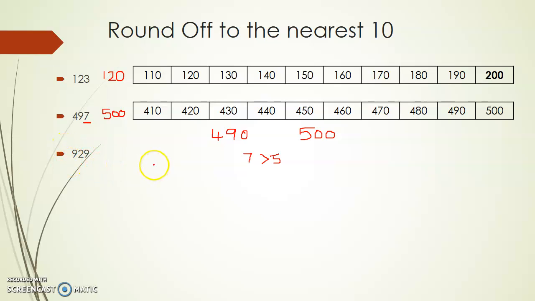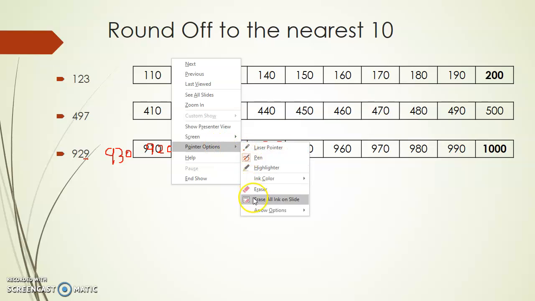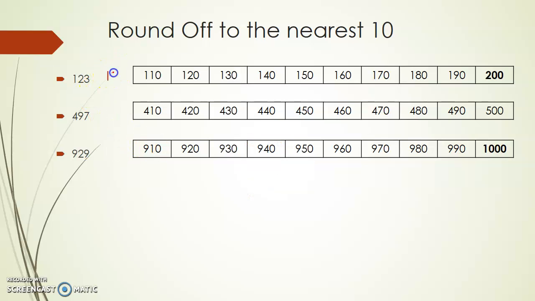Now 929. Between which tens does 929 come? This comes between 920 and 930. Digit in the ones place, 9. 9 is greater than 5. So round up. Rounding to the nearest 10 will give you 930. So when we rounded this to the nearest 10, we got 120. This you get 500. This will give you 930.